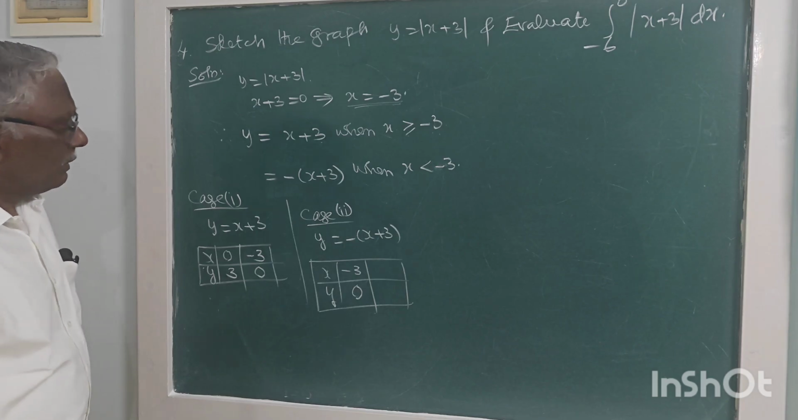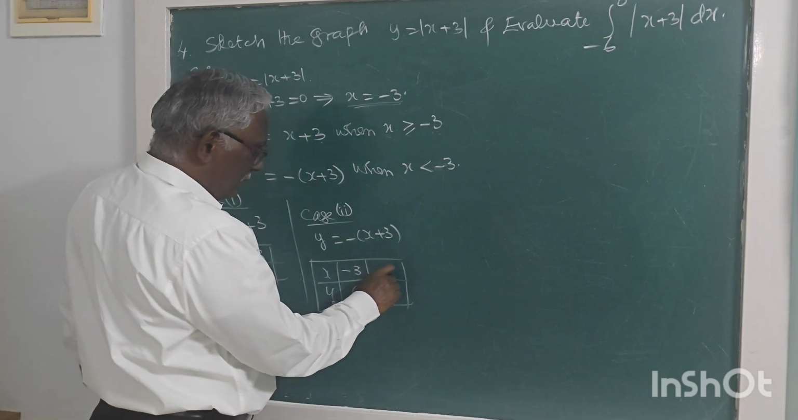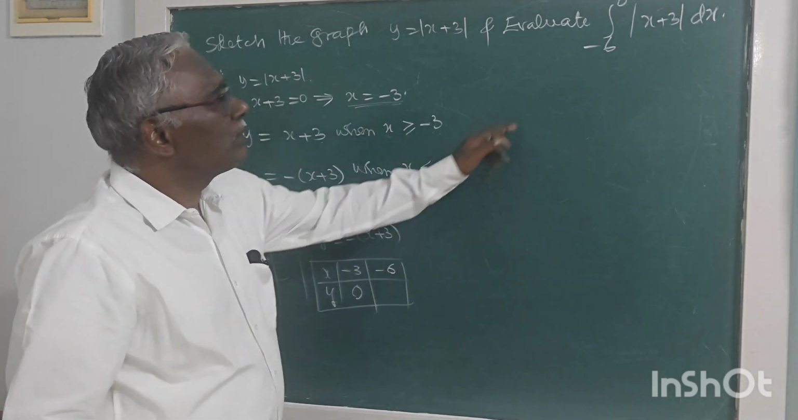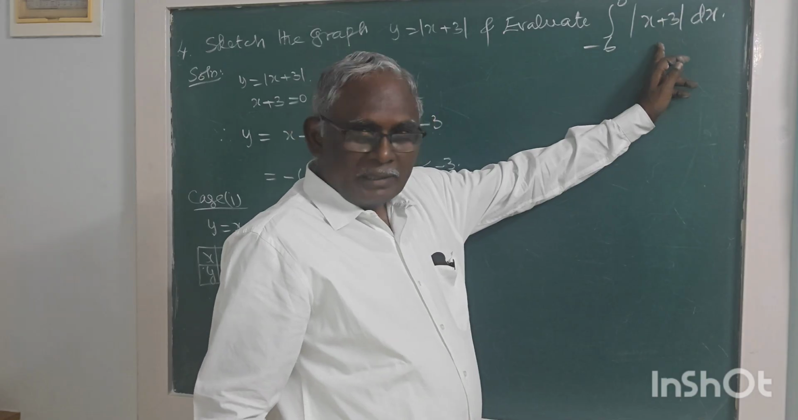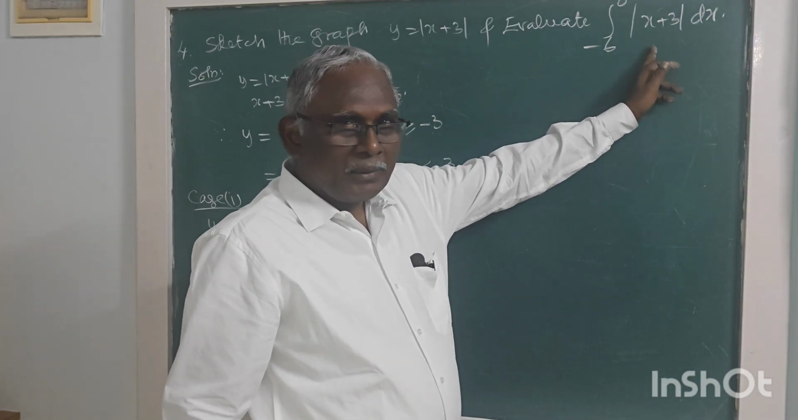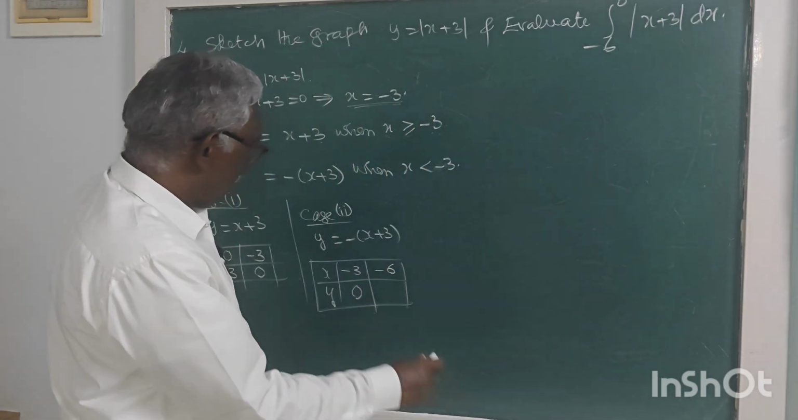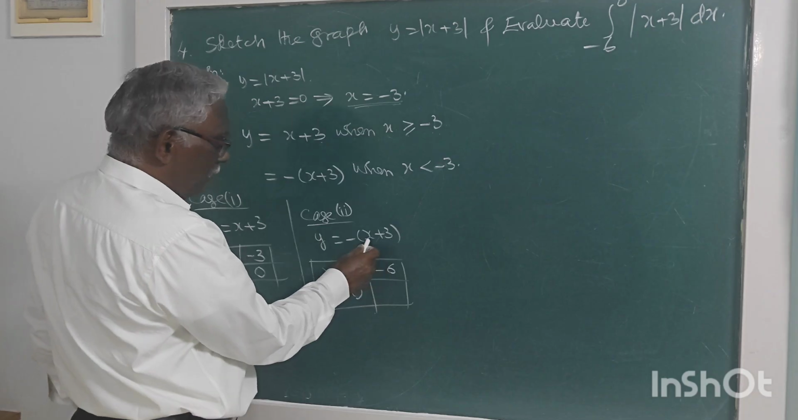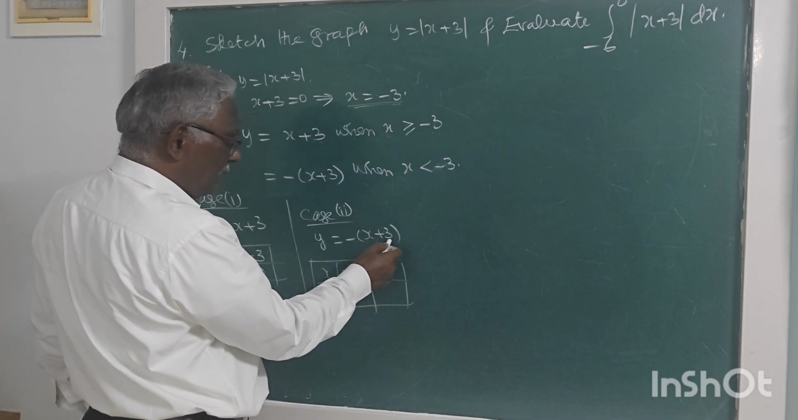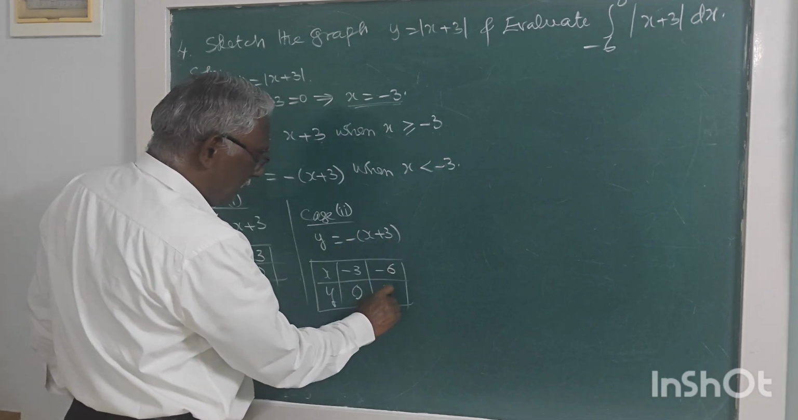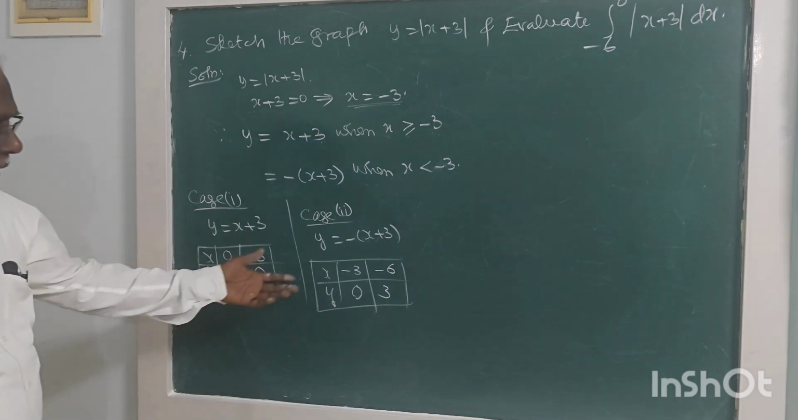Then you put minus 6, because here one of the limits of the definite integral is minus 6. So you put x is minus 6. Minus 6 plus 3 is minus 3. Minus of minus 3 is plus 3. So now we can draw the graph.